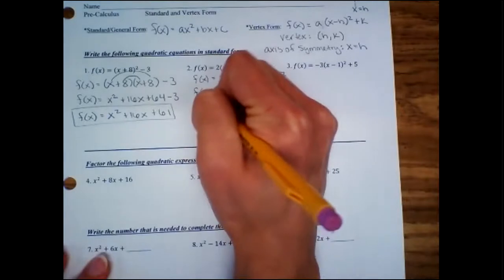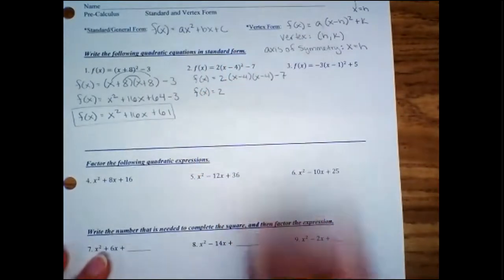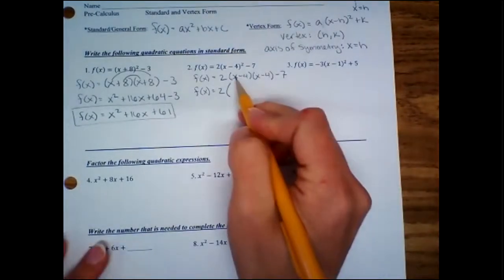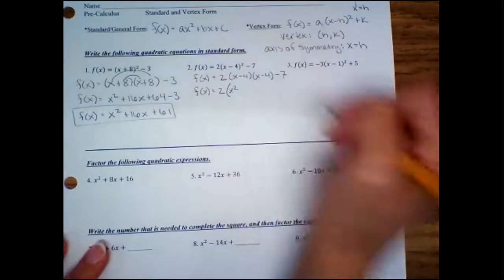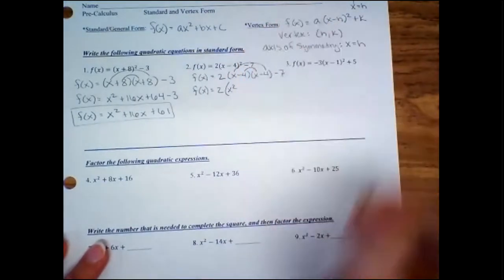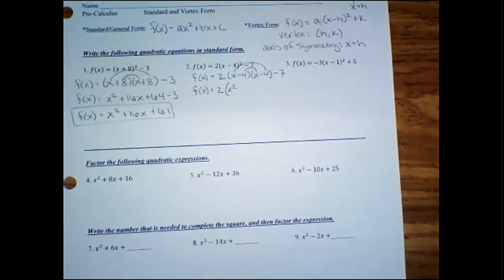And so that 2 is just going to sit out front there while we distribute everything to each other. So again, it's first, outside, inside, last. X times X will be X squared. And then I'm going to draw in the little rainbows. Try and do these together. What would that give you, the outsides and the insides together?